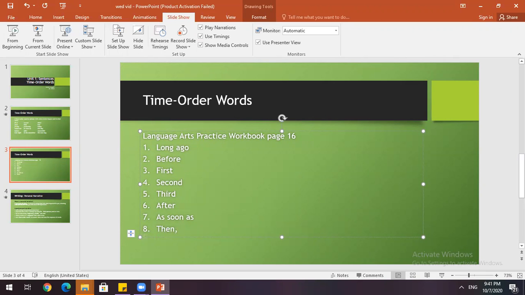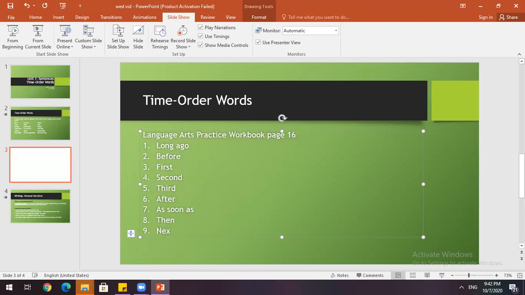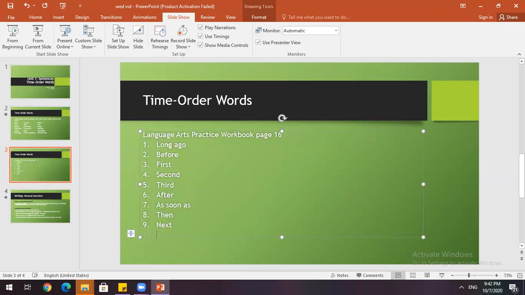So as soon as Zach crossed the creek, he had to climb up a steep hill, and then he had to cross a wide green meadow. Number nine, yesterday or next, he jumped over a big stone fence. The correct answer is next. And finally, number 10, tomorrow or lastly, he walked down a long dirt road into town. The answer is lastly.